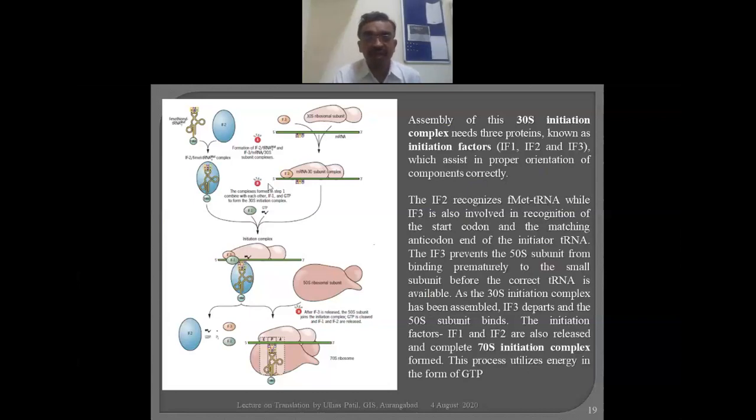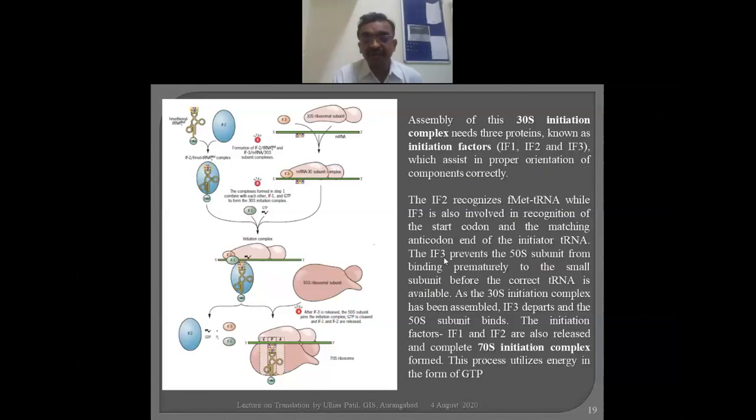Once they are bound, then comes the recognition of methionine. Here we can predict which is the first tRNA. Why? Because AUG is the initial codon, hence it is always the formylated methionine tRNA. That is recognized by IF2. IF3 is also involved in recognition of the start codon. So IF2 is recognizing the tRNA, and IF3 is recognizing the start codon AUG and matching the anticodon at the initiator tRNA, mediated by them.